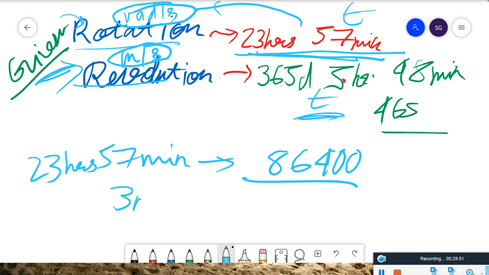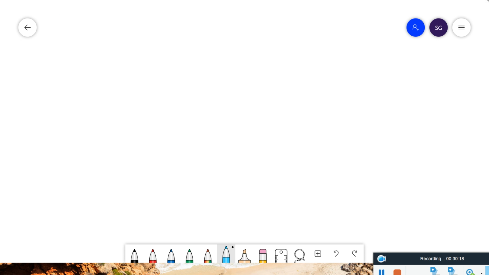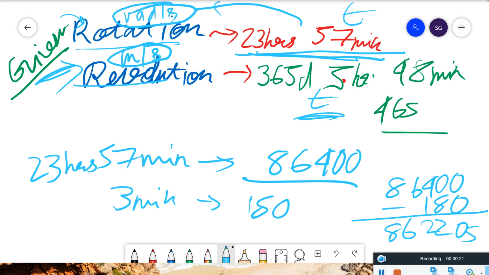And in 3 minutes how many seconds are there? 180. So the calculation is as simple as that. 86,400 minus 180, which comes out to be 86,220. Wait, I will just verify also, so that I do not commit any silly mistakes, because concept is more important, not the silly mistakes. Yes, it is 86,220. Okay, fine.